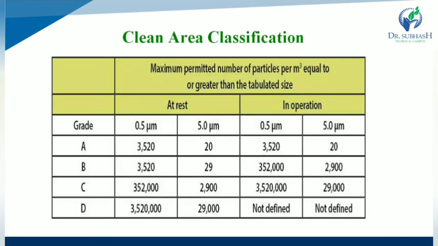That is the clean area classification. Maximum permitted number of particles per meter square, equal to or greater than the tabulated size. So various grades are available, grade A, B, C and D. At rest and in operation, various ranges are available.